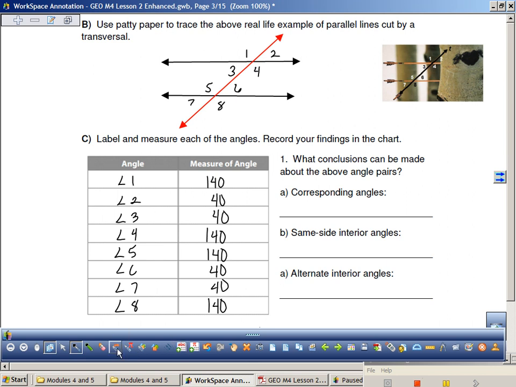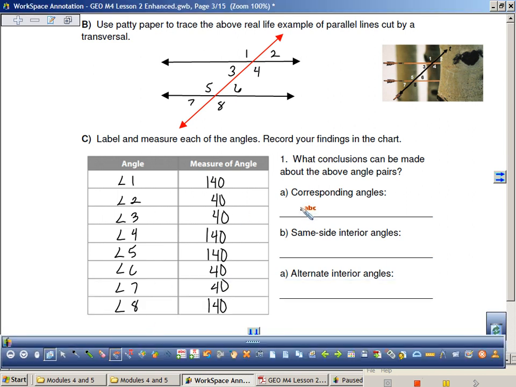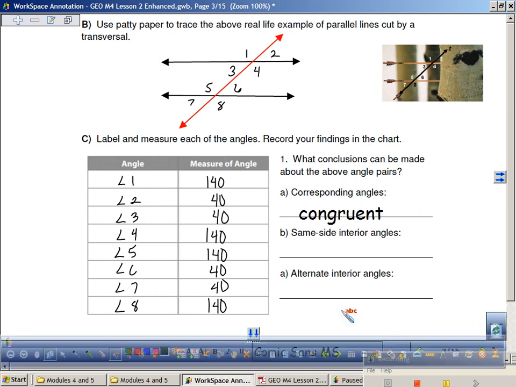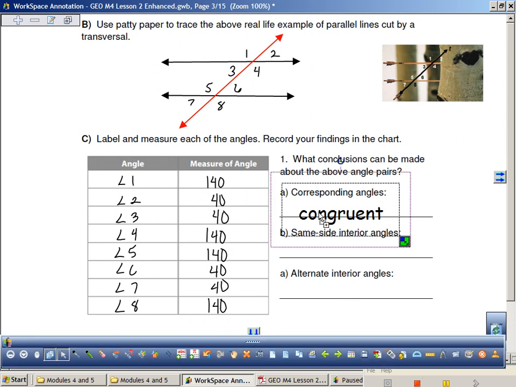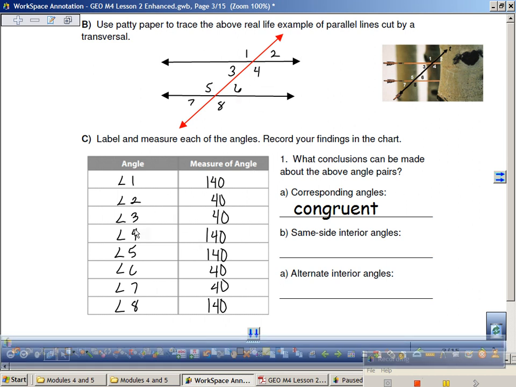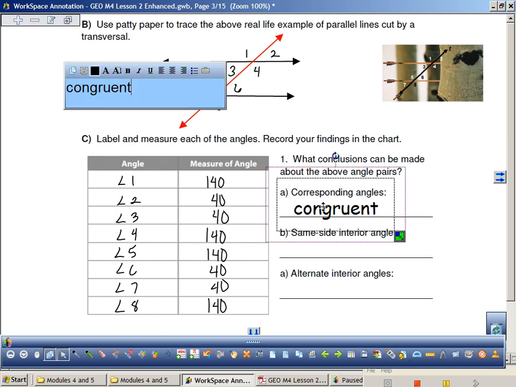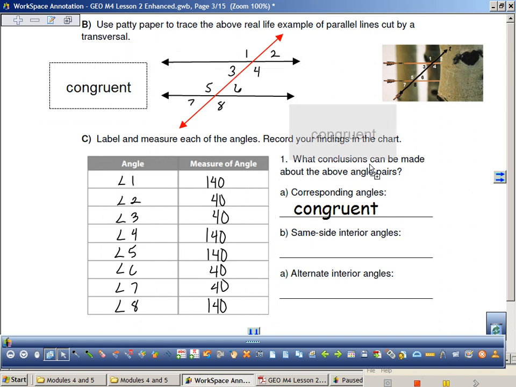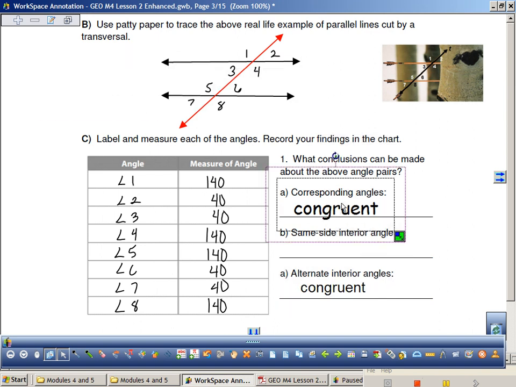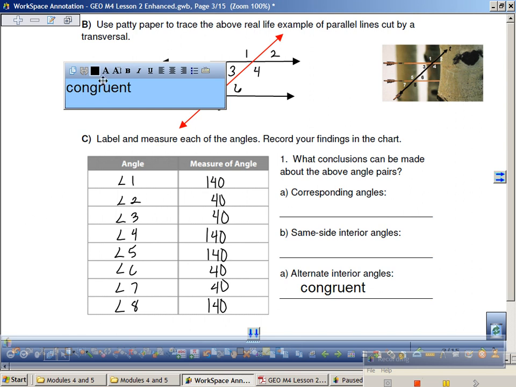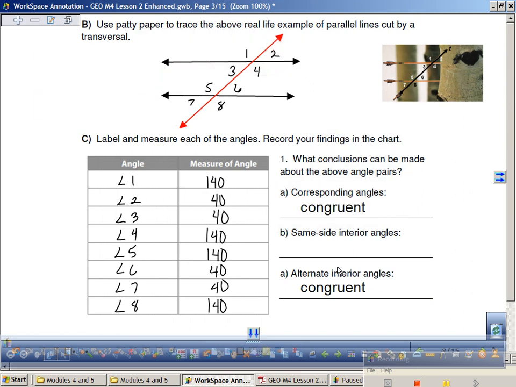Why is this so messy? Let me just write with this one. So they're congruent. What can I say about alternate interior? What do I know about 4 and 5 and 3 and 6? Here's 4 and 5. They're congruent. We'll just copy that one. I like that one better. It's smaller. They're both congruent.